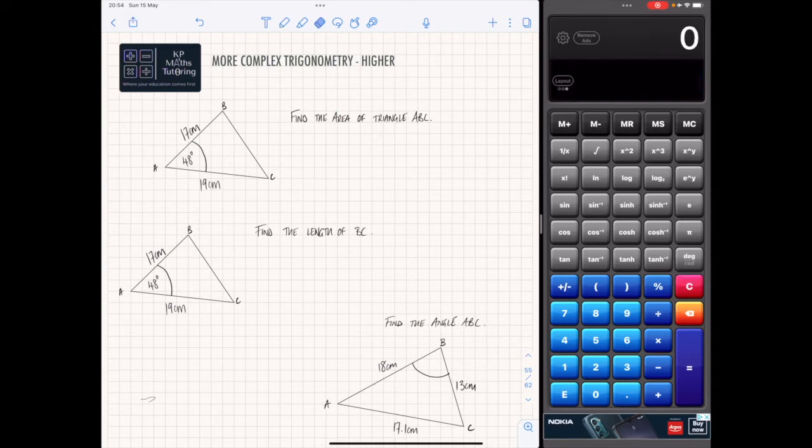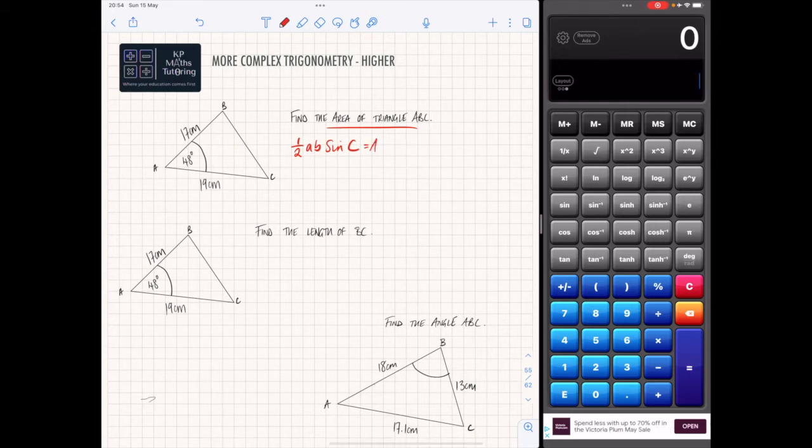So, area of a triangle that is non-right angled, the formula you're using is half AB sin C. So, very, very different to what we've just been looking at, where we've been looking at right angled triangles. Half AB sin C is how you find the area of a non-right angled triangle.